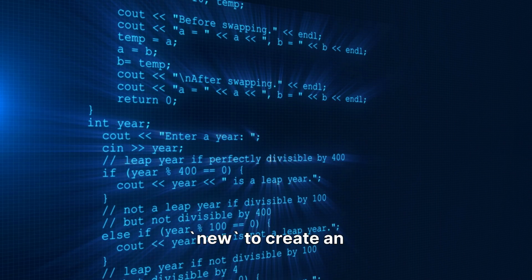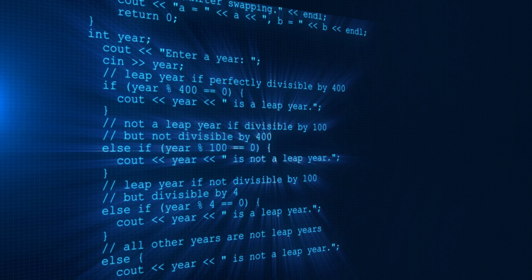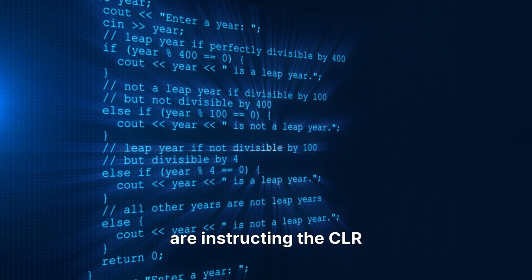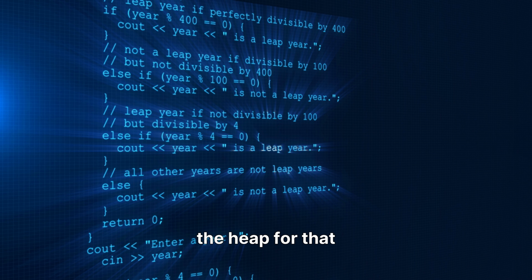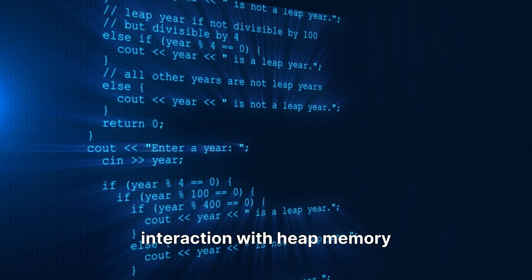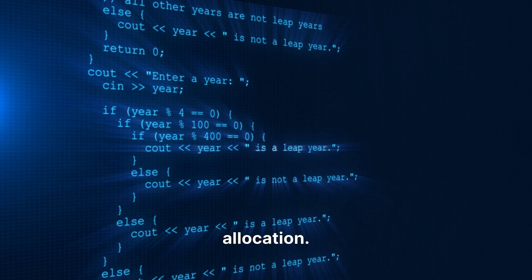Every time you use new to create an instance of a class or an array, you are instructing the CLR to reserve space on the heap for that data. This is a direct interaction with heap memory allocation.